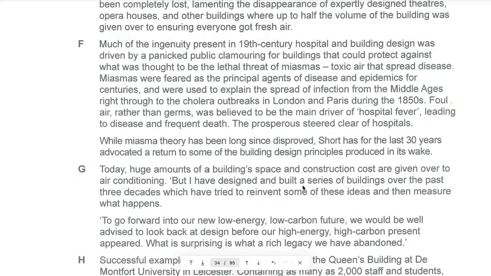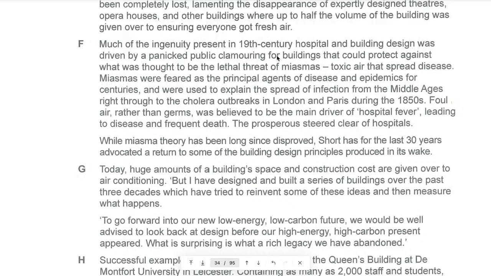Right? So where should we start? At least somewhere like miasmas were feared as the principal agents of disease and epidemics for centuries and were used to explain the spread of infection from the Middle Ages right through to the cholera outbreaks in London and Paris during the 1850s. Because during the 1850s, that is in the 19th century, okay? And also from the beginning, you see something like much of the ingenuity present in the 19th century hospital building design was driven by a panic public, toxic air that spread disease, something like that.